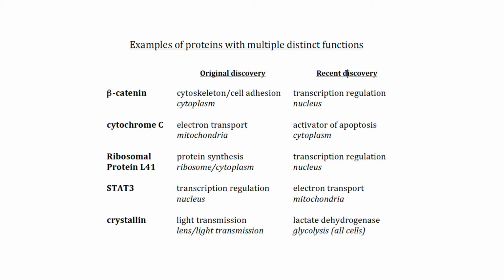Crystalline is a protein that when it aggregates, self-assembles, it aggregates, it makes the lens of our eye. It's clear. The clear lens is made of crystalline protein. So it allows light to go right through it. It's made from protein. But nobody ever would have expected that it's the same exact protein as lactate dehydrogenase, which is involved in glycolysis in all cells.